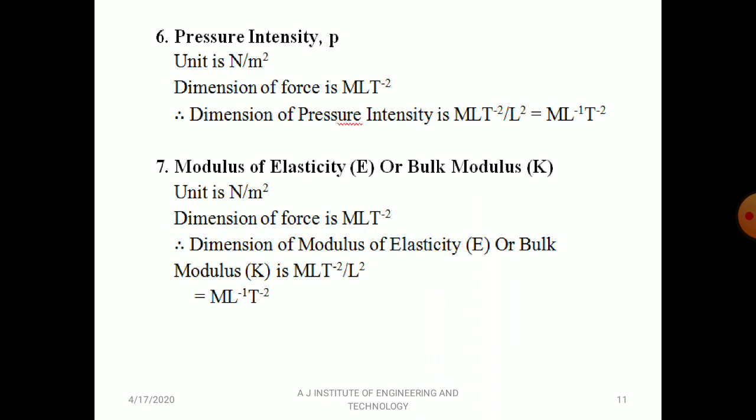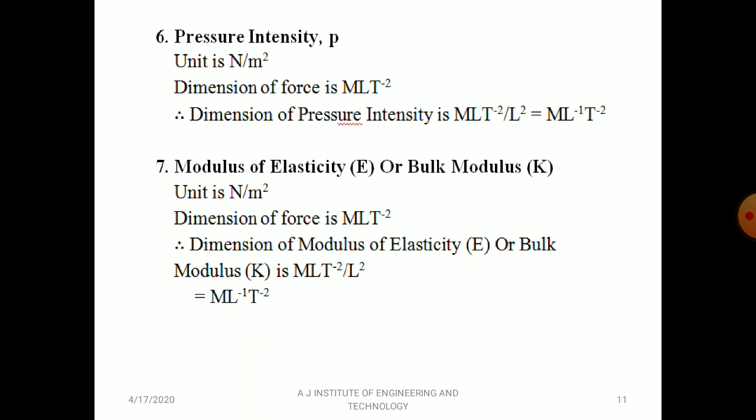Next, pressure intensity P. Your unit is Newton per meter square. So pressure is given by force by area, normal force acting on a cross sectional area, or simply area. So Newton per meter square, unit of force is Newton, area is meter square. So overall unit for pressure intensity becomes Newton per meter square. Dimension of force is M into L into T to the power minus 2. Therefore dimension of pressure intensity is M into L into T to the power minus 2 divided by L square, because unit of pressure is Newton per meter square. So dimension for pressure intensity is M into L to the power minus 1 into T to the power minus 2.